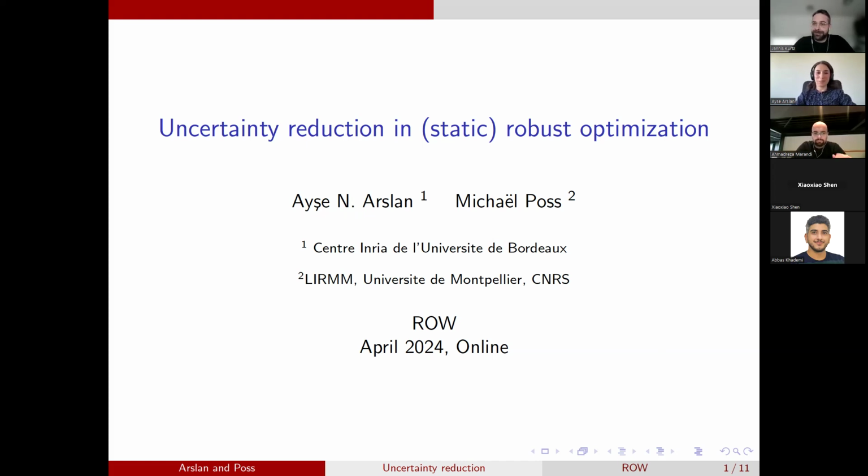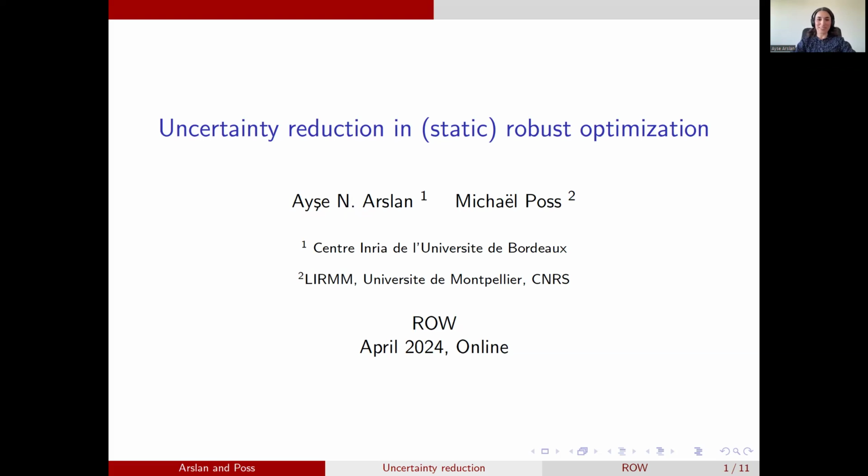Thank you, Yanis, for the introduction, and thank you to you and Reza for the organization of these webinars and for the invitation. So I wanted to talk today about some recent work that we have done with Michael Poss, who is also a researcher from CNRS. This is on uncertainty reduction in static robust optimization. I'm assuming that most of the people here will be familiar with what static robust optimization is, but maybe uncertainty reduction is a new keyword for you. So I'll start by describing what this exactly means.